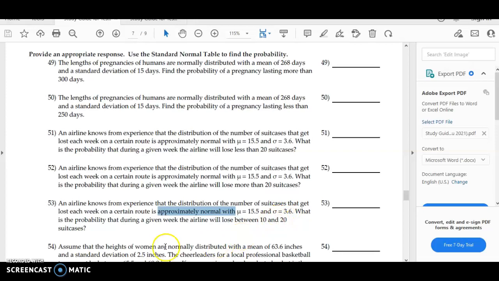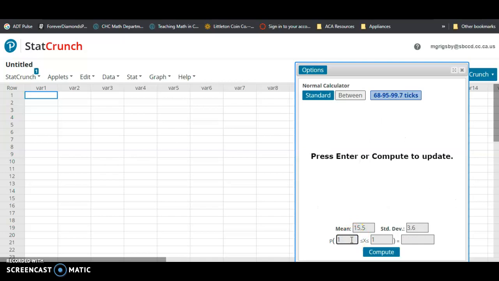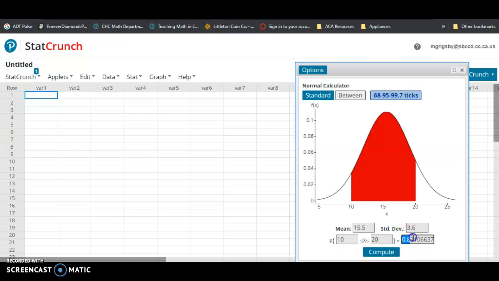The question is, what is the probability that during a given week the airline will lose between 10 and 22 cases? So we have to find the probability for a normal random variable that's between two values. You select the between option, type in the mean and standard deviation, and you type in the lower number in the left box, and then the higher number in the right box. Click compute. To 4 decimal places, that probability is 0.8310 or 0.8311.